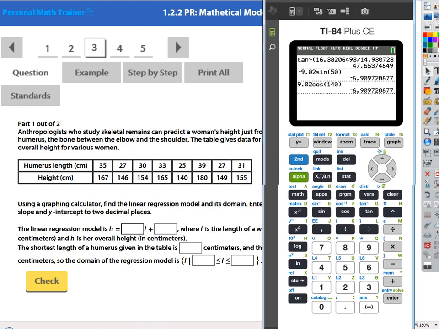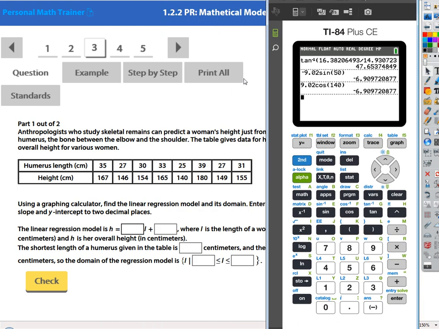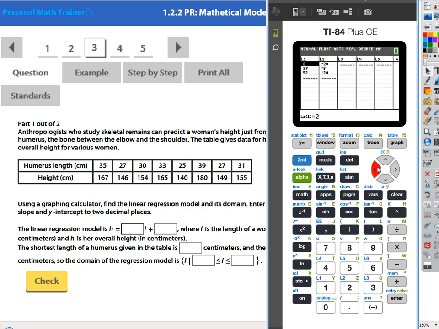There we go. Go stat. We're going to push the stat button to get to the stat screen, hit edit, and then we just have to put the data in there, right? If you need to clear a column, you go to the top and highlight the L1 or the L2 and hit clear, not delete. And so just put this stuff in.